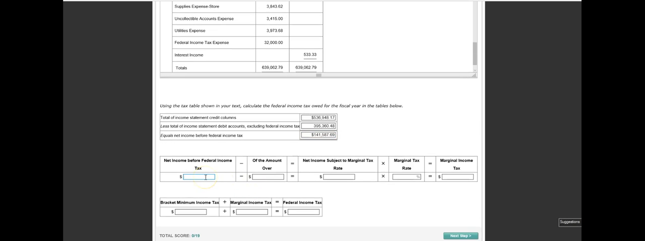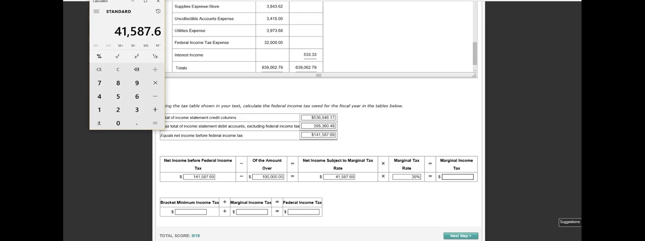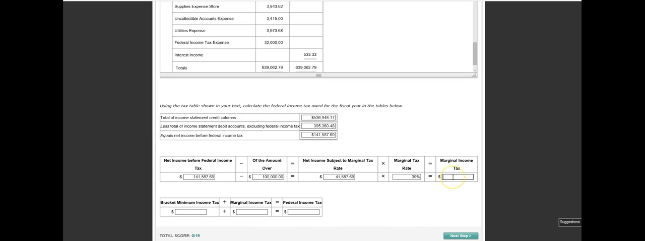Alright, now we have to go to our book and look it all up. Net income before federal tax. The amount over, if you look in the book. Net income starts subject to marginal rate. This is all in the book. Tax rate is 39%. So this minus that is there, times 0.39. $16,219.